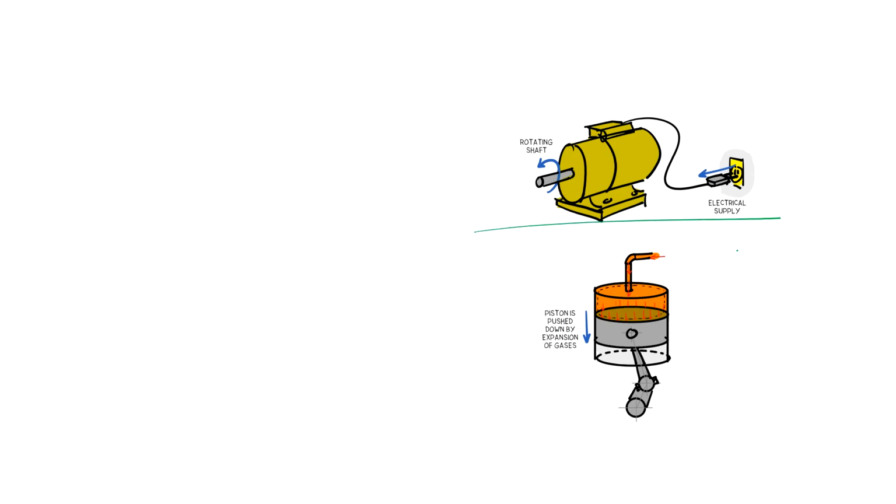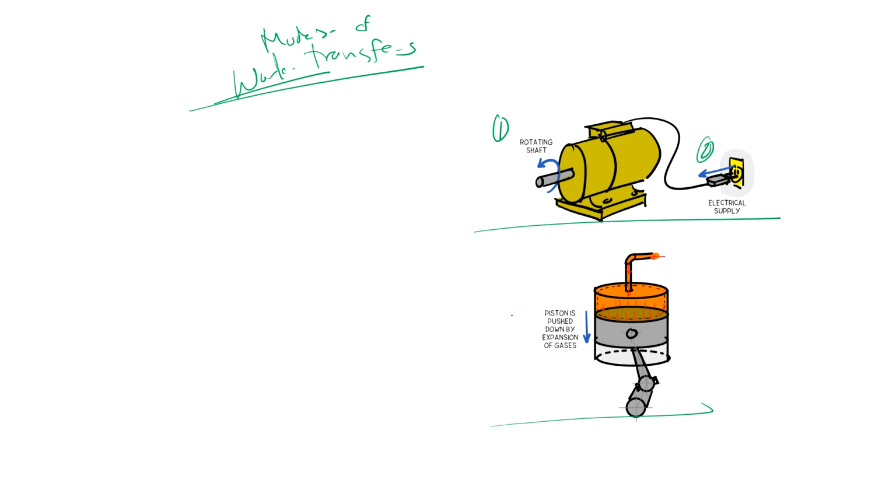Right here we have other examples of work, because there's actually a lot of work transfer. So modes of work transfers, but I only have here 3 examples. So 1, 2, and 3. So one is the rotating shaft. So this is a work transfer. Whenever we have this shaft rotating, then it's obviously a work transfer mode.